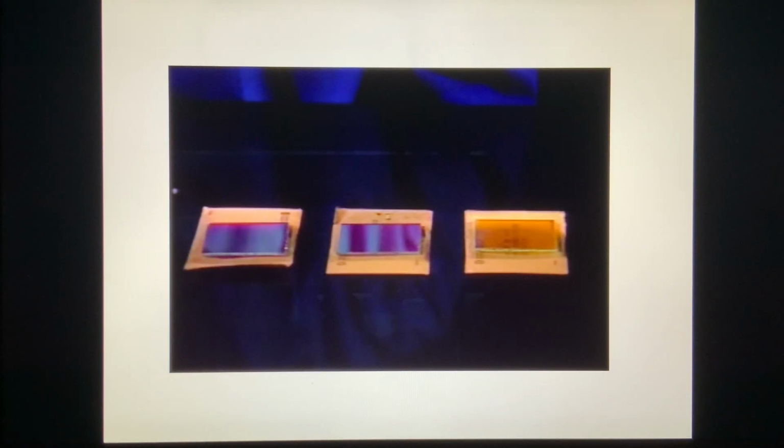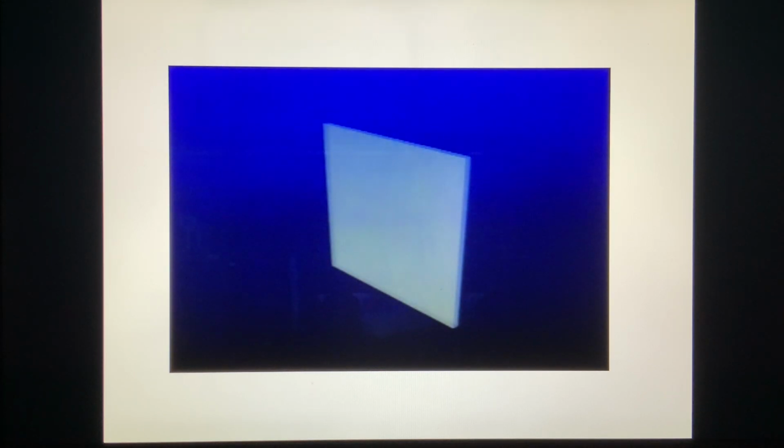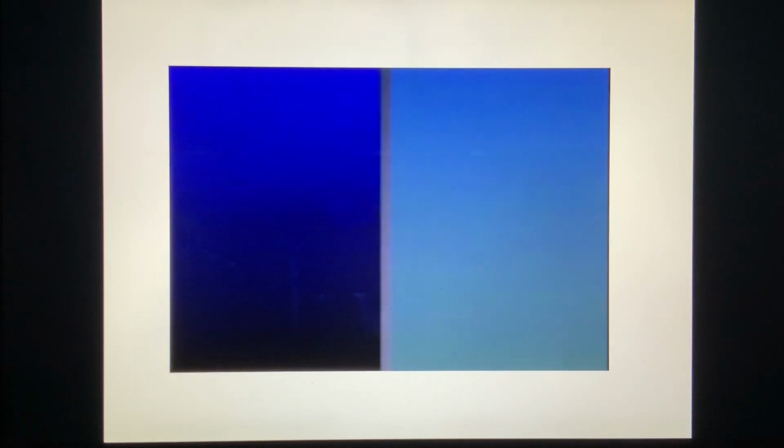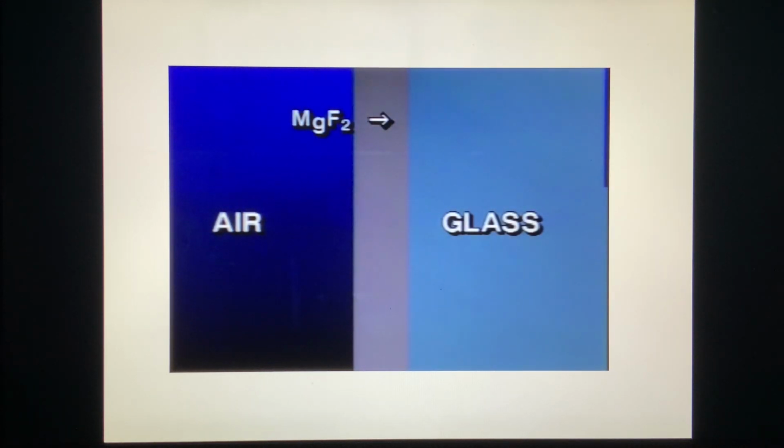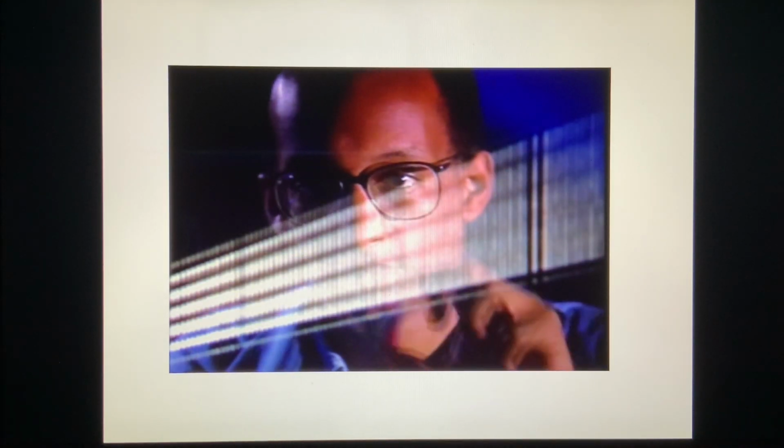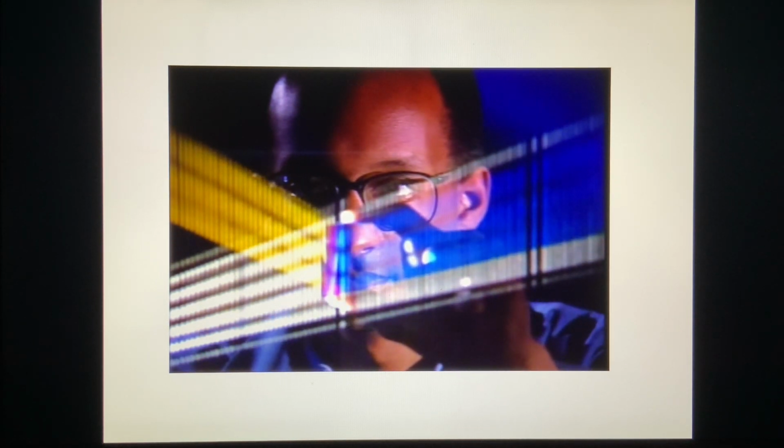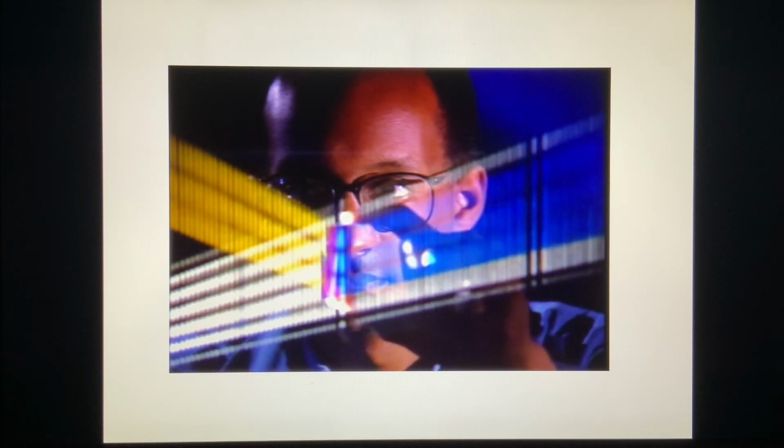We'll use these glass plates with a thin coating of transparent magnesium fluoride to demonstrate interference of light reflecting from very thin films. The thickness of the coating determines which colors are reflected and which are transmitted. This first plate has a relatively thin coating of magnesium fluoride. It reflects yellow light and transmits blue light.